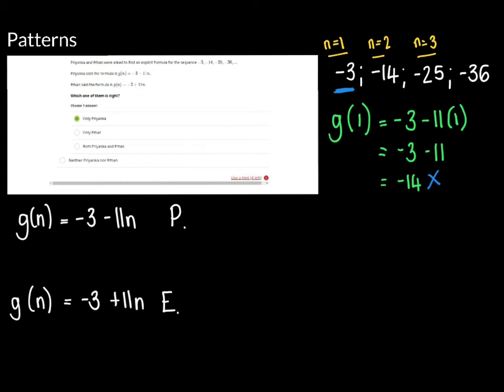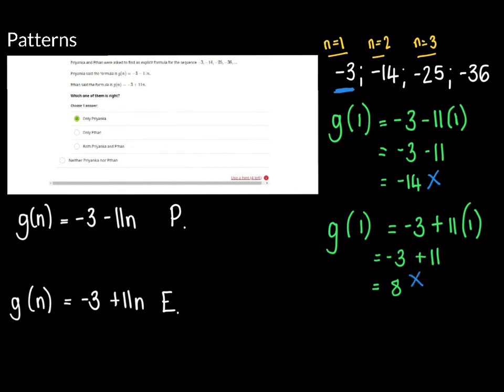So for Ethan's one, I'm going to have G, open brackets, and then I'm going to replace his n with 1 as well. And that is equal to -3 plus, this time not minus, plus 11 multiplied by 1. So replacing that n with 1, let's see what we get. This will be equal to -3 plus 11, and that is equal to +8. And that also doesn't give us the answer we're looking for.